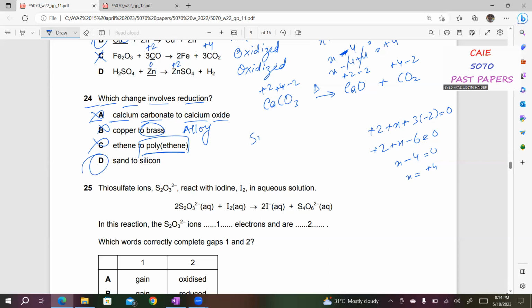Sand is SiO2, and we are getting Si on the product side. Si, being less electronegative than oxygen, will carry a plus charge. On the product side, it's getting 0. So it's definitely reduced here because the oxidation number is decreased. So D will be the right answer for this question.